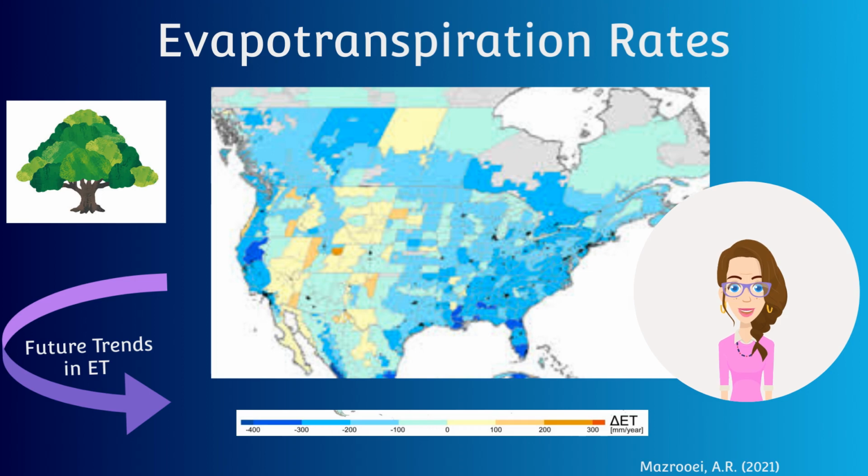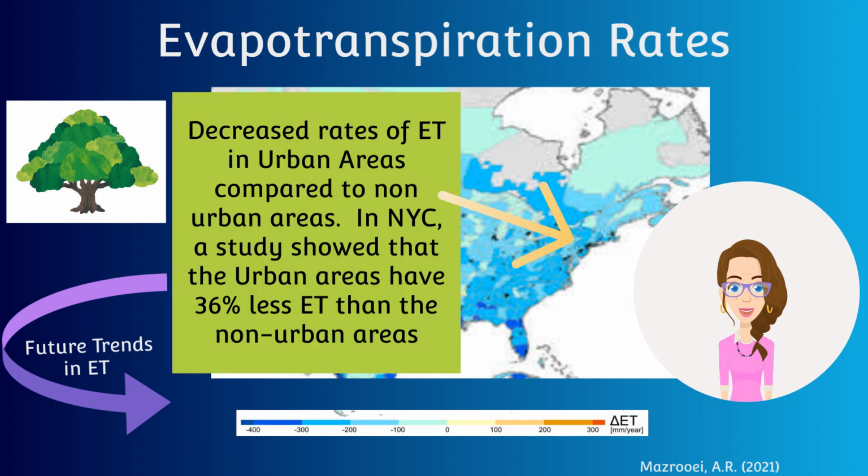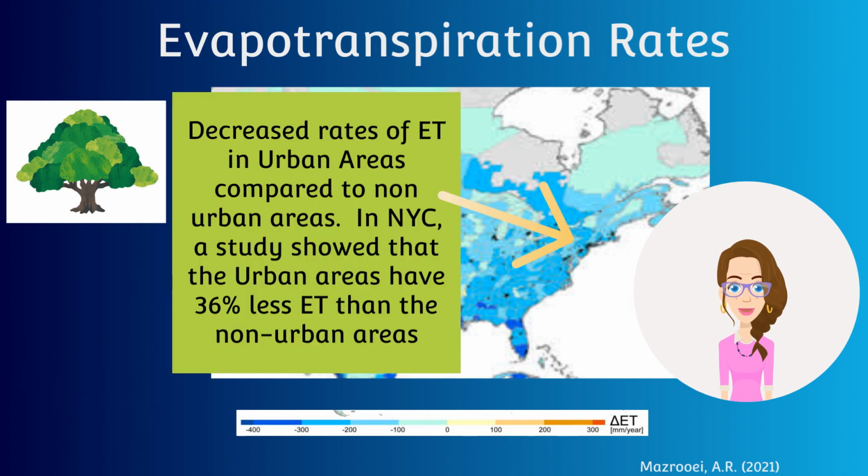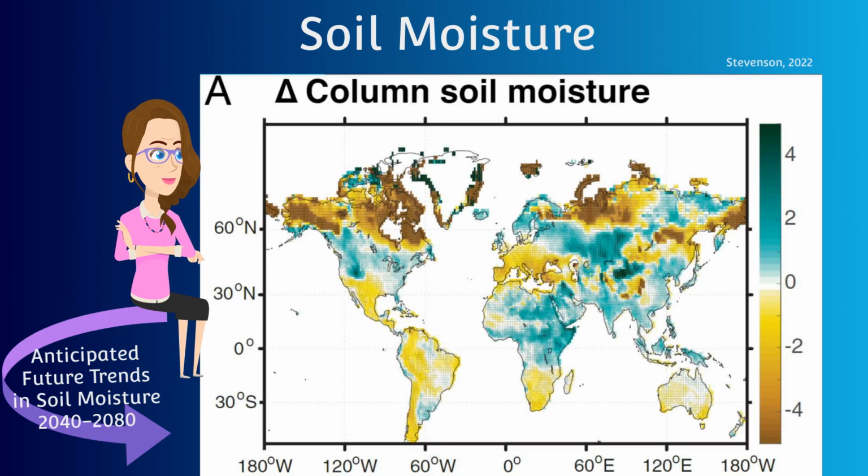Some of it will be moved back to the atmosphere through evapotranspiration, but in urban areas, that is not necessarily the case. This map shows the impacts of urbanization on ET. Soil moisture content is a key element of flooding. If the soil moisture content is high, then the water can't infiltrate.